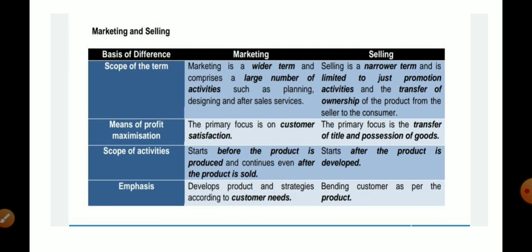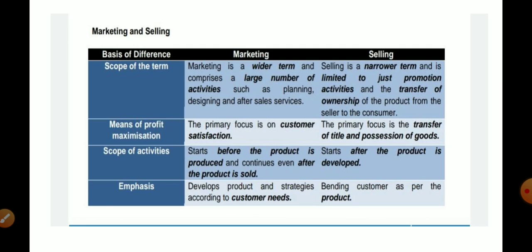Now, marketing and selling. In the previous days, the marketing concept was not developed, so the selling concept was used in the market. But now marketing is more developed, and we compare it here with the selling concept. The selling concept is also used nowadays, but the marketing concept is used by most firms or organizations.